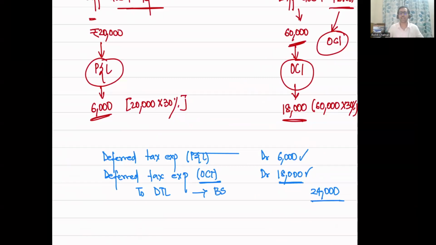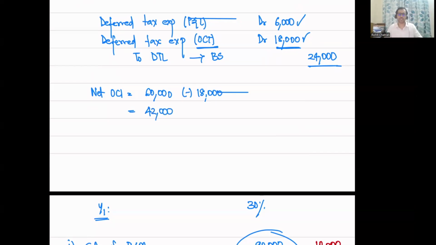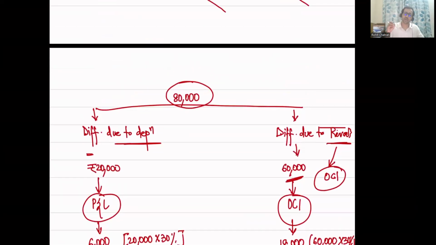So the net other comprehensive income will be 60,000 less 18,000, which is equal to 42,000. This will be my net revaluation surplus, and this is going to sit in my accumulated other comprehensive income on my balance sheet as revaluation surplus.